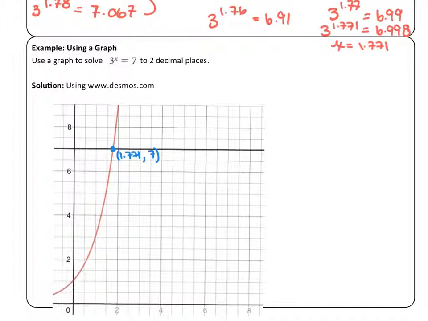So just plot the two graphs. I graphed y equals 3^x and I graphed y equals 7. So this is the y, this is 3^x, this was 7. And when you click the point, it gives you the point that you want and tells you what it is. So you can actually tell and notice how I got the same value as I did when I did trial and error. So that's how you solve some exponential equations.